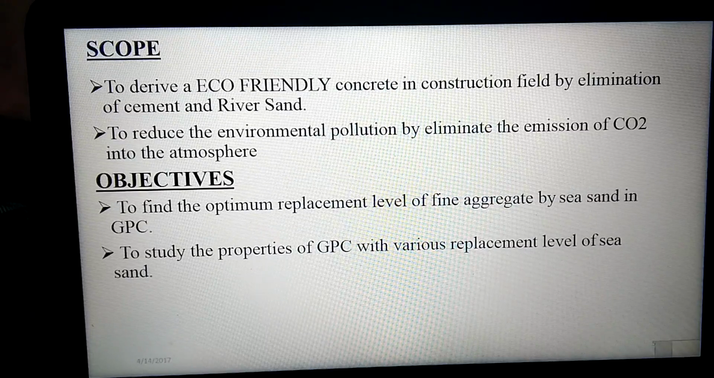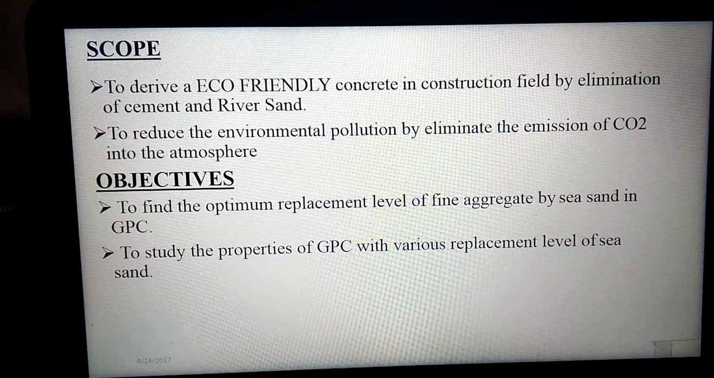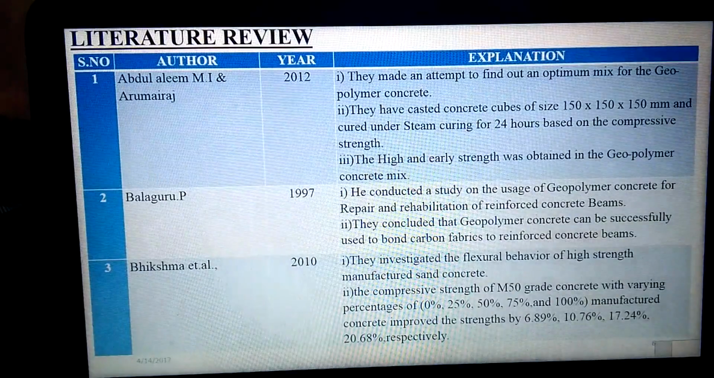Scope. The main scope of this project is to produce eco-friendly concrete by eliminating cement and river sand. The next scope is that we are going to reduce environmental pollution by eliminating the emission of CO2 into the atmosphere. Our objective is to find the optimum, that means efficient, replacement percentage of fine aggregate as a replacement for river sand in our GPC. GPC means geopolymer concrete. Next slide.